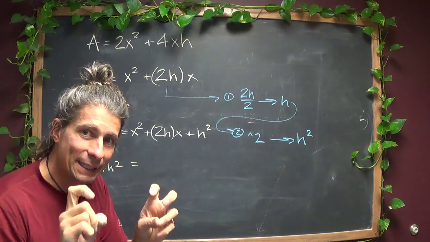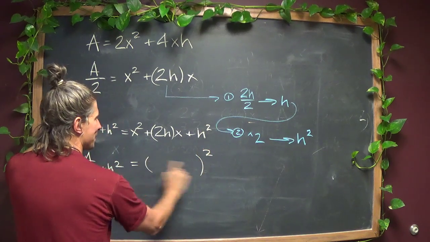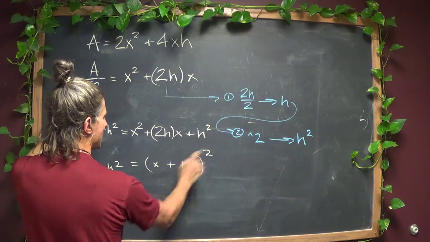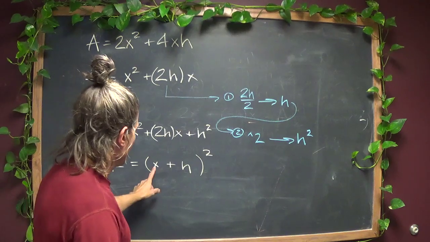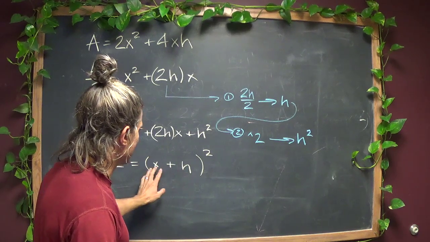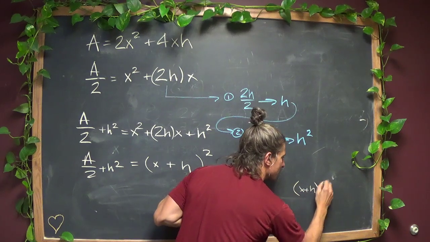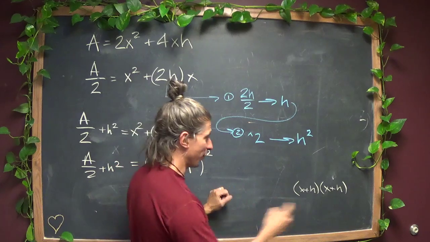This side, watch this, this is so cool. You completed the square so you can now factor it. This side, if you reverse engineer this thing, is x plus h, the quantity squared. I encourage you not to believe me. Check it out. x plus h times x plus h. Let's do it over here as a little side exercise. Foil this.